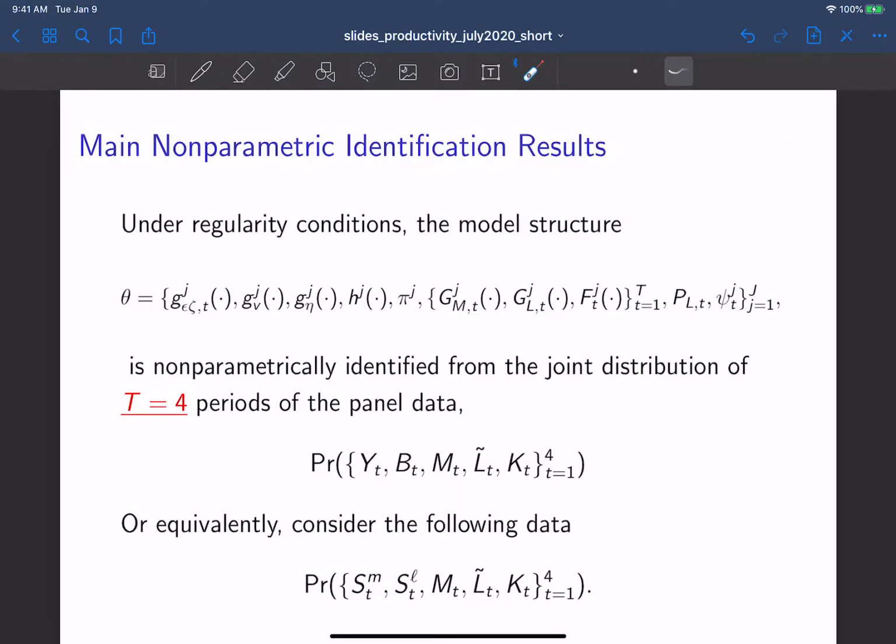Okay, so the main identification result, which I'm not going to get into here because of the time constraint, is that we can actually non-parametrically identify the type-specific technology term, as well as all the distribution, which is type specific, across all types. Okay, and then we claim that we only need 4 periods of data for identification as long as the number of firms goes to infinity.